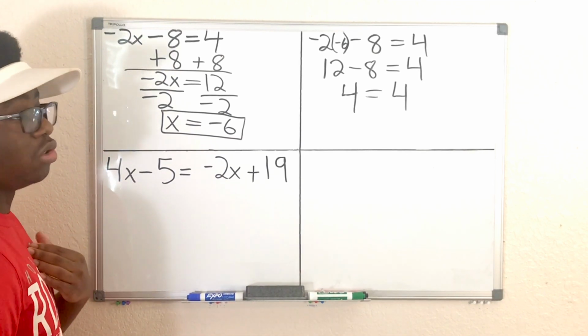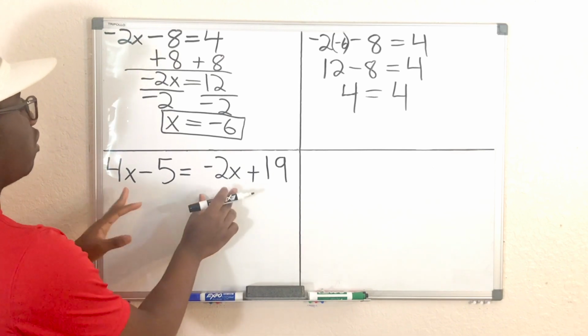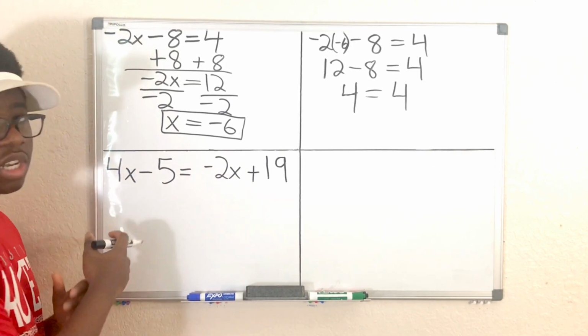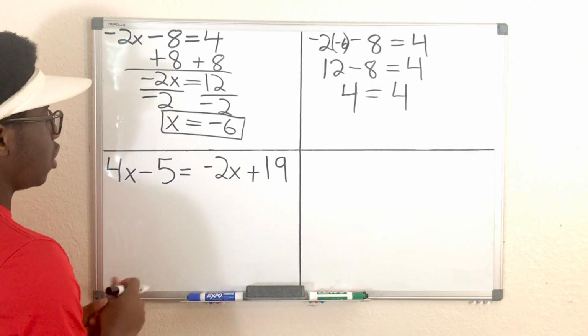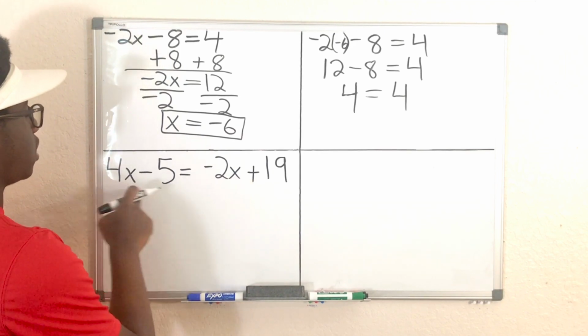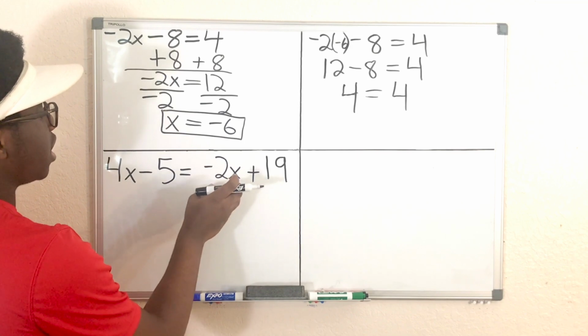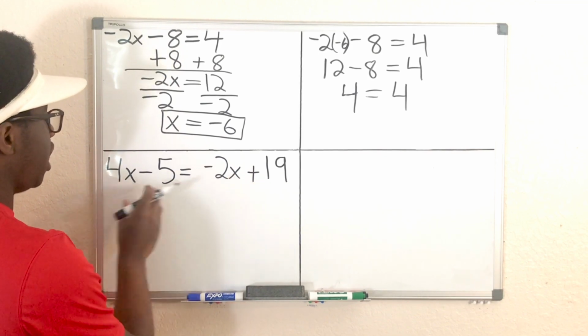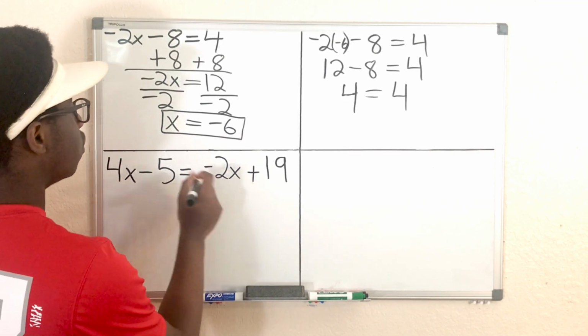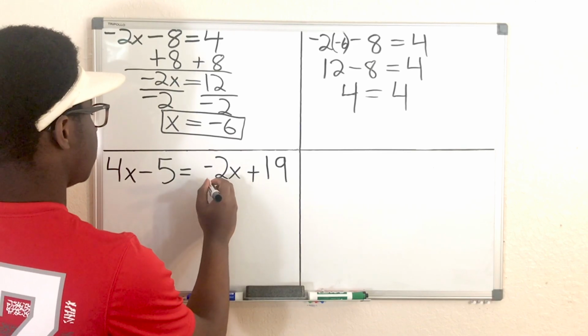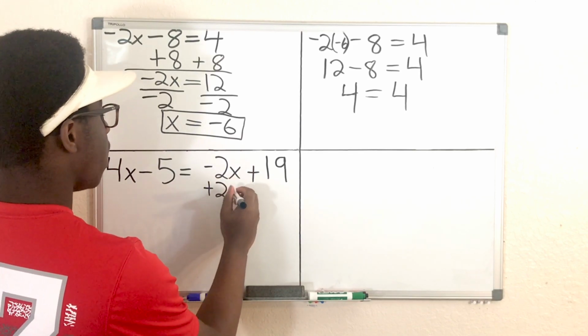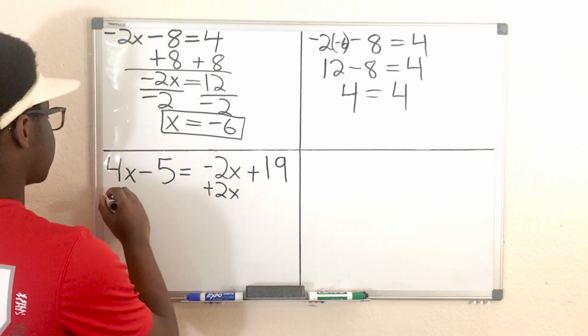Well, what I like to do first is to get both variables together on one side of the equation. So I'd like to take this negative 2x here. How do I do that? Well, we're going to have to cancel it from this side and bring it here. So we can do the reciprocal, as I said before, plus 2x on both sides.